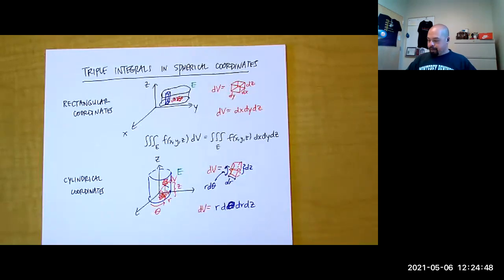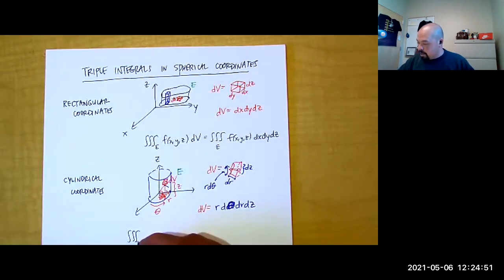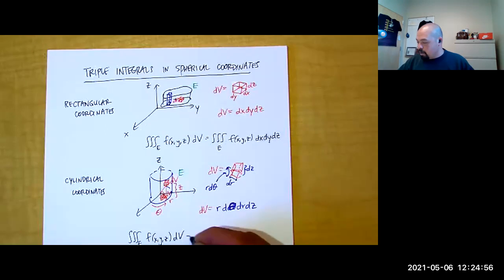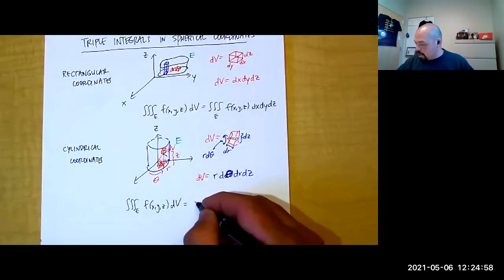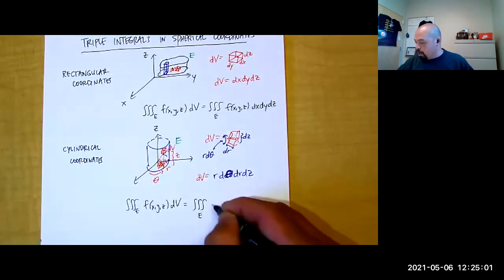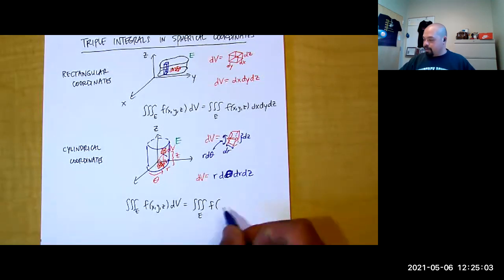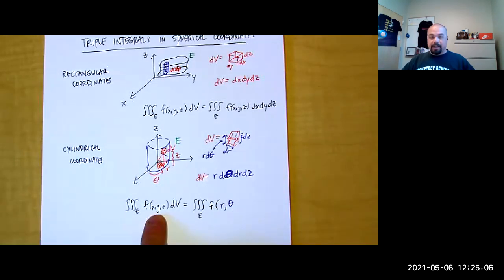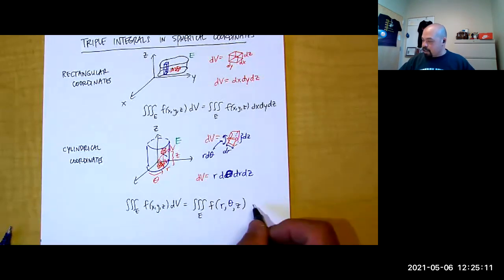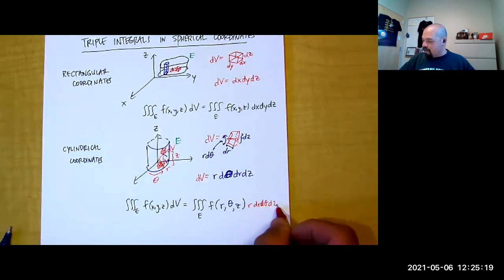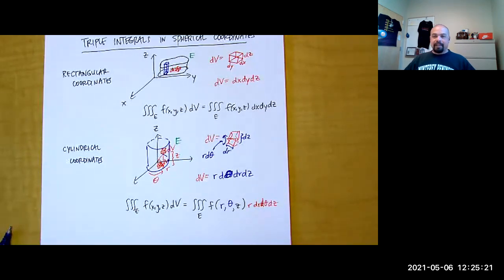And so when we integrate over E our function of x, y, z, dV, we now get a function of r and theta, converting x and y to r's and thetas. z stays the same. And then for our dV, that r dr d theta dz, I rearrange here to keep it relatively clean, but we can rearrange those as necessary.